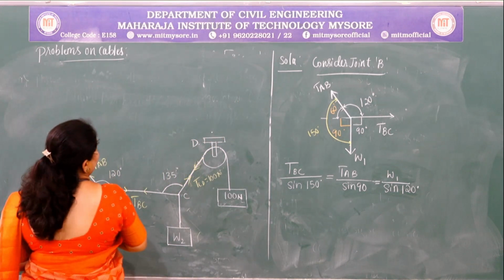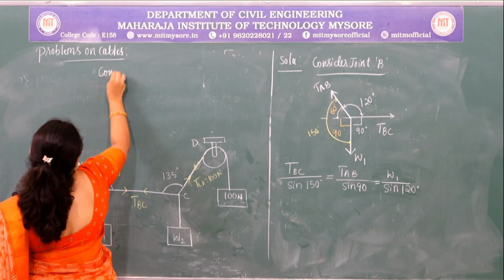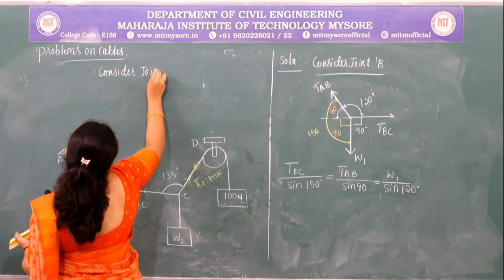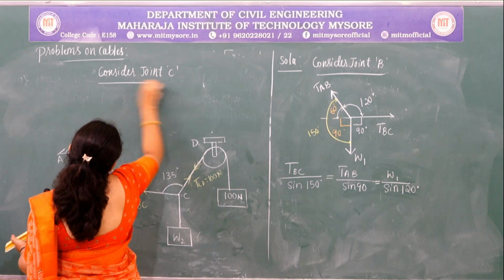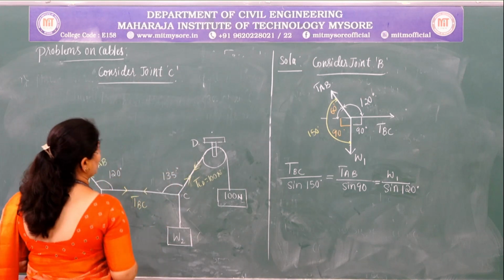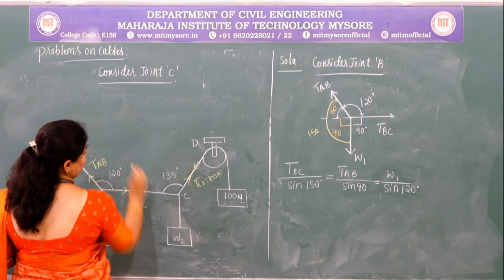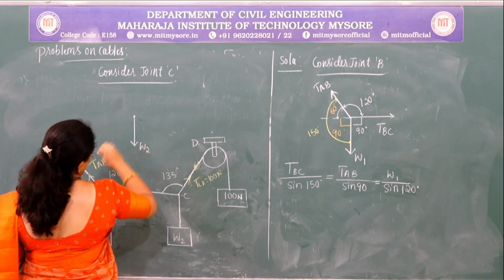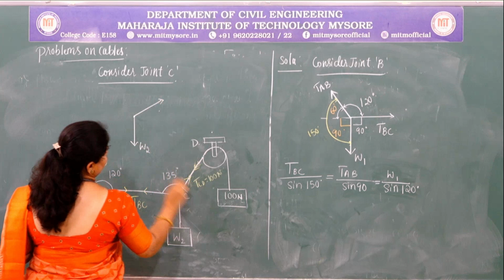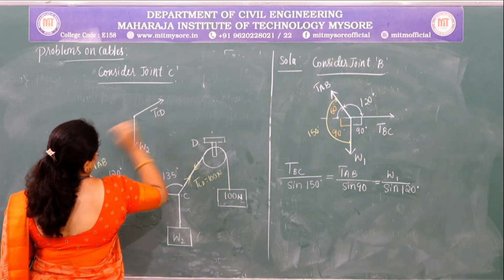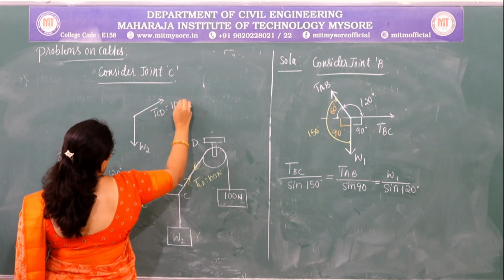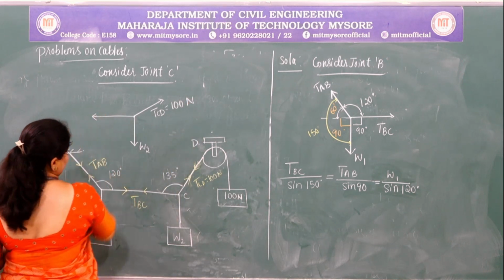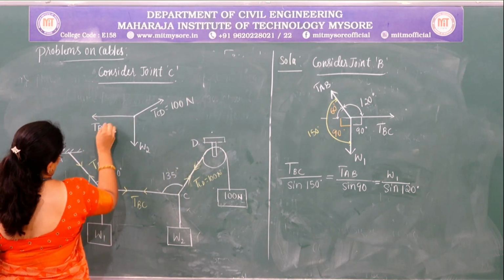So first consider joint C. At joint C, first write the free body diagram. At C there is a hanging load W2, tension in the string CD is known, which is equal to 100 Newton, and tension in the string BC.